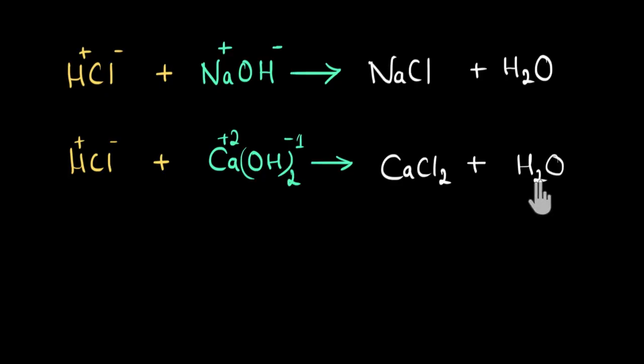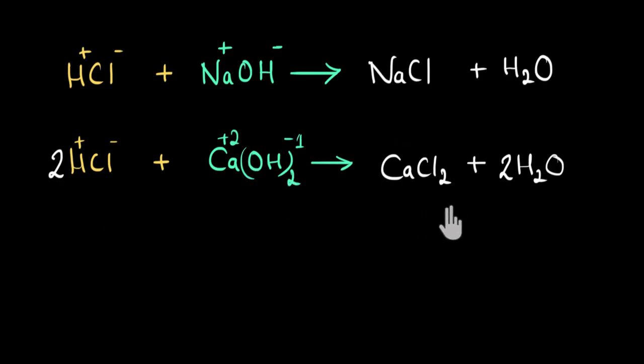Let me quickly balance this equation. So here I see 2 chlorine on the product side, so here I will write 2. Now I have 2 hydrogen, 2 more hydrogen, meaning 4 hydrogen. So here I will write 2. So I get 4 hydrogen, 2 oxygen, 2 oxygen, and 1 calcium. Okay, this is now a balanced chemical reaction.